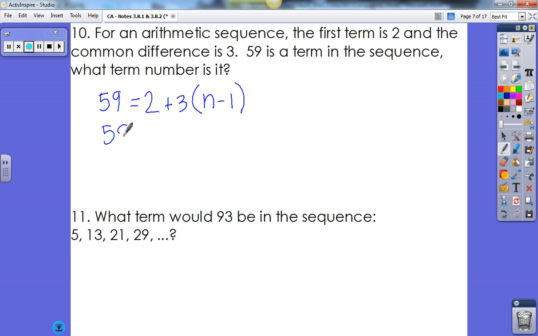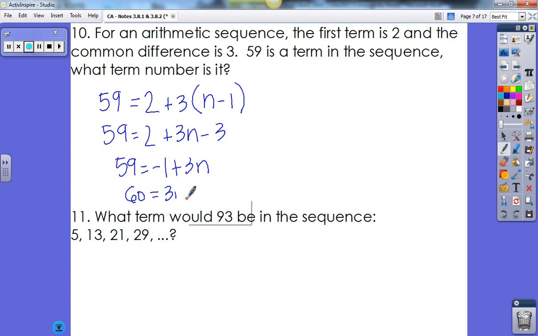So I'm going to simplify this. I end up with 3n minus 3. 59 equals, I'm going to combine like terms, negative 1 plus 3n. Add 1 to both sides is 60, and then divide both sides by 3, and I end up with an n value of 20. So that means that 59 would be the 20th term in that sequence.